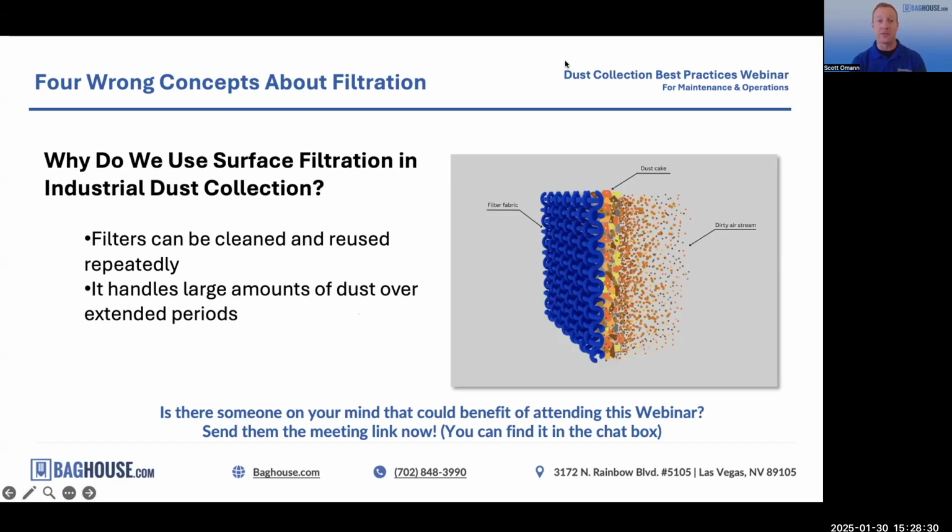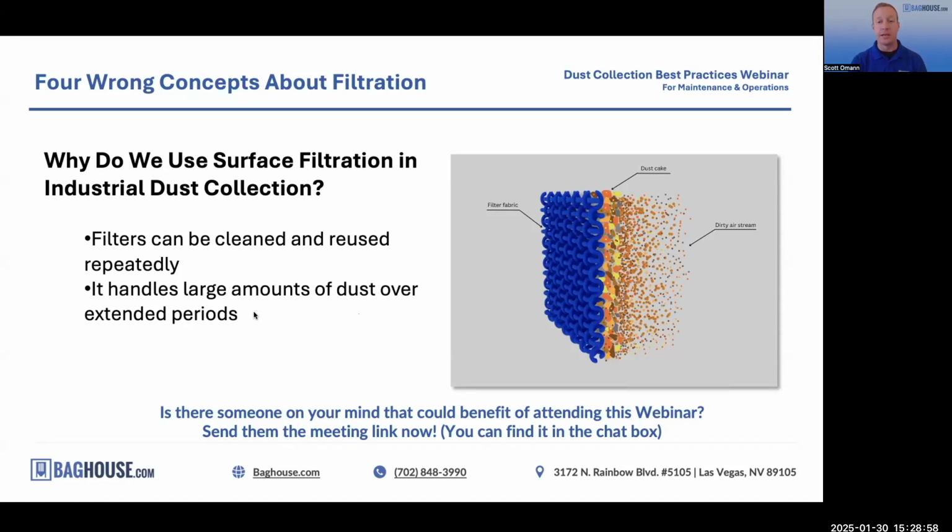Our dust collector filters are designed in that way. We obviously don't want to over clean our bags by knocking off all the dust cake, and we don't want to under clean either, or our airflow would start to be affected. So we want to find a nice even middle ground there. But again, those are the two main concepts between depth filtration and surface filtration, and why really only surface filtration works within our dust collector and dust collection systems.